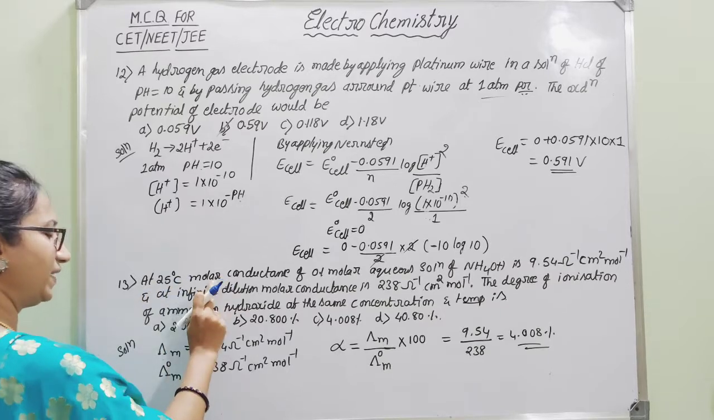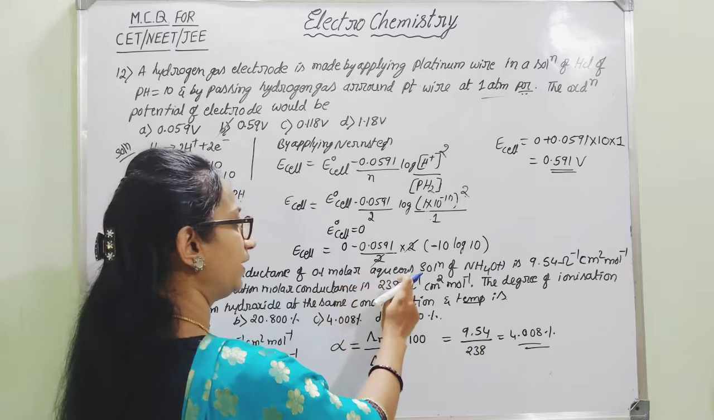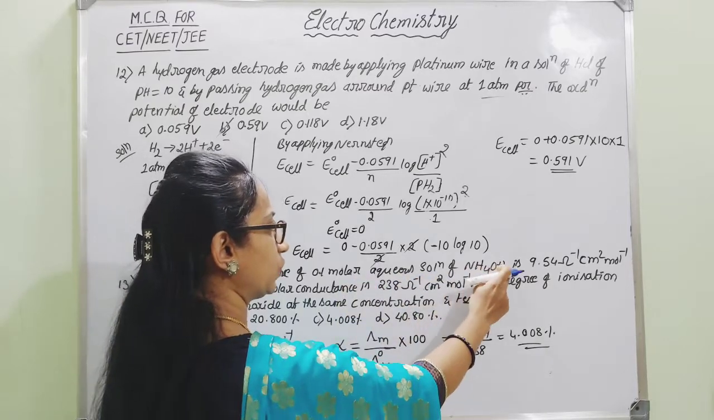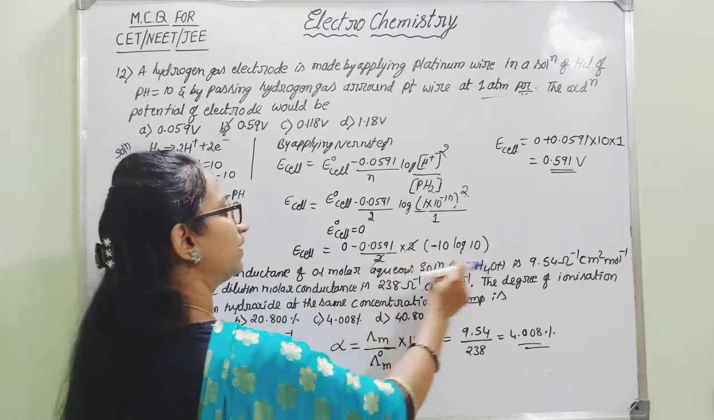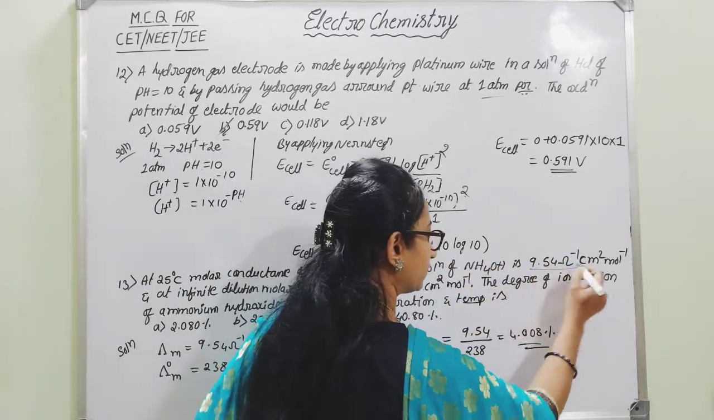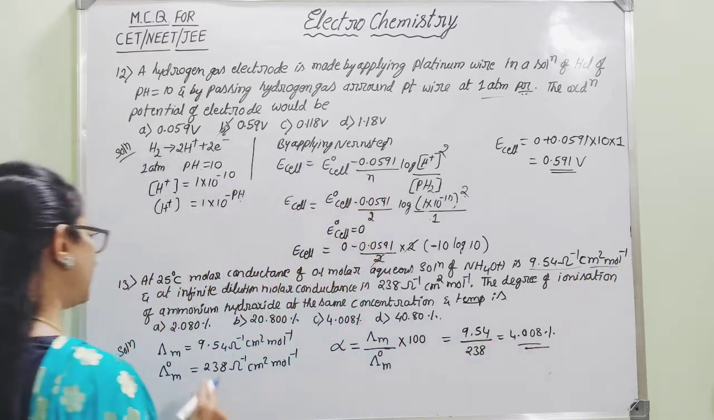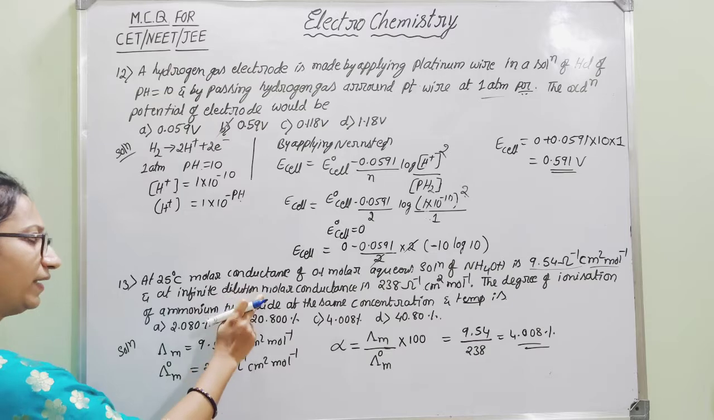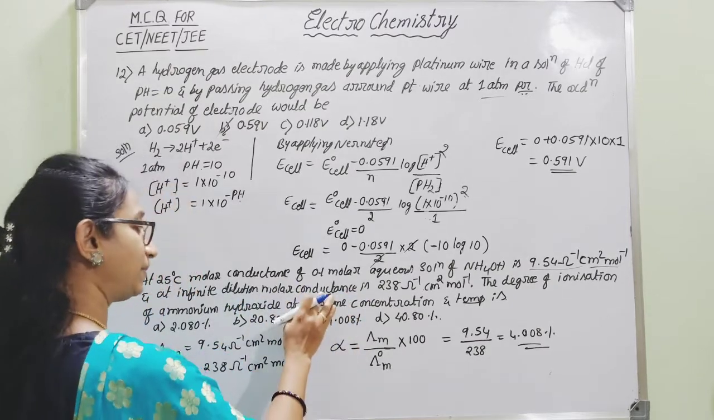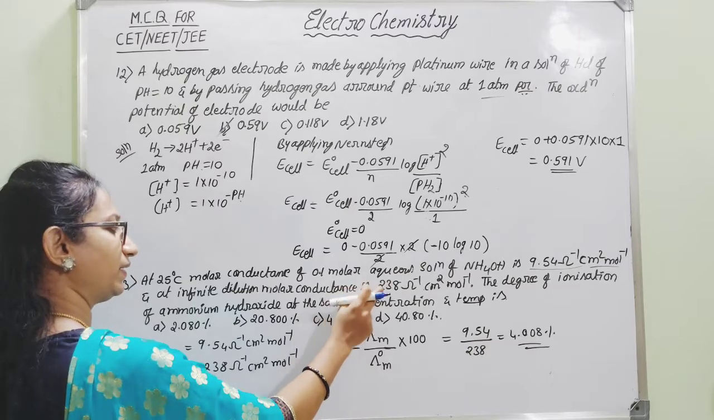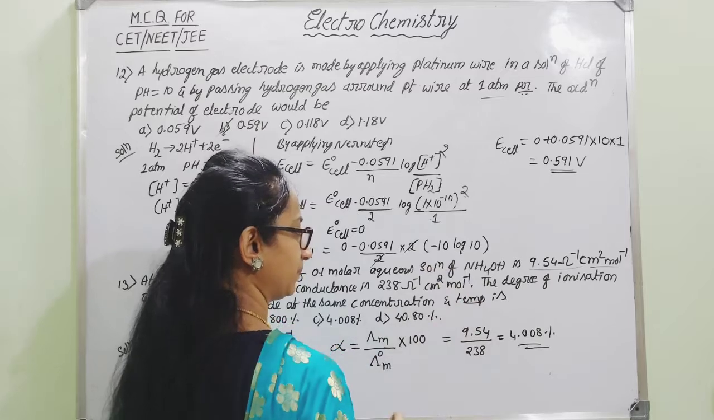At 25 degrees Celsius, the molar conductance of a 0.1 molar aqueous solution of NH4OH is given as 9.54 ohm inverse centimeter square mole inverse. At infinite dilution, that is the limiting molar conductance or conductivity, it is equal to 238 ohm inverse centimeter square mole inverse.